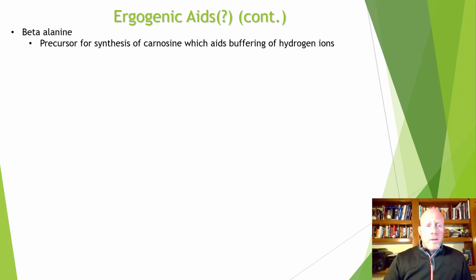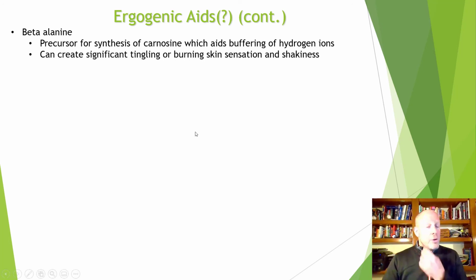Other ergogenic aids. Beta-alanine is a precursor for synthesis of carnosine, which aids the buffering of hydrogen ions. So taking beta-alanine in, particularly when you're doing high-intensity type training, post-training or pre-training actually, can play a big role in helping recover from high-intensity stress by buffering those hydrogen ions and helping circulate them through, and not feeling fatigue. You can train for longer, and you can actually train again sooner. Both good things. Okay? That can create a significant tingling or burning skin sensation and shakiness.